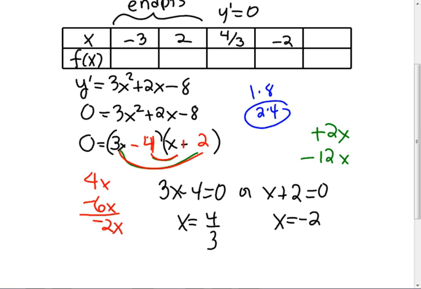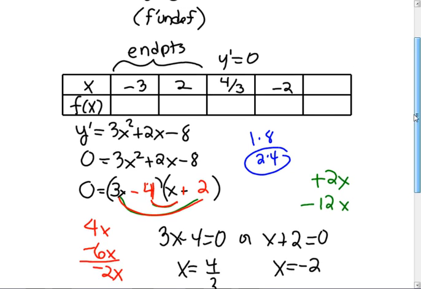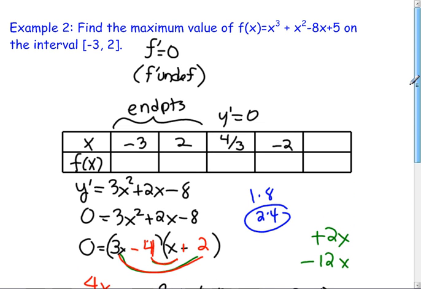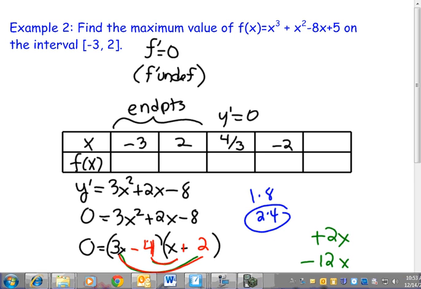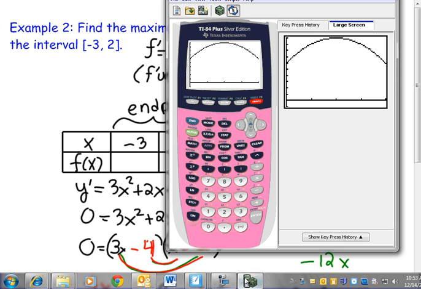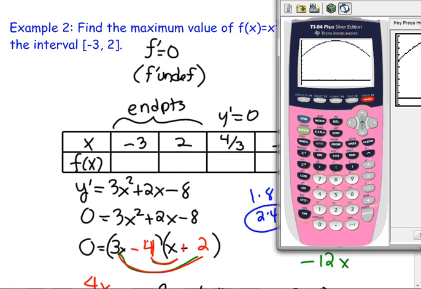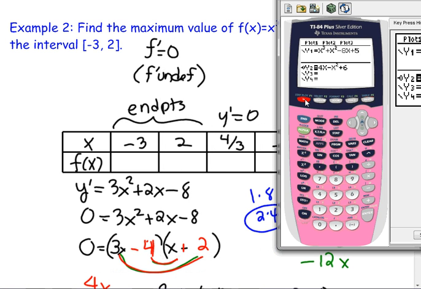And honestly, I'm lazy. I don't care if I look at the picture of it. I could. But I don't want to put that into the cubing. I don't want to do that, especially the 4/3, right? So guess what I'm going to do? I'm going to use my calculator because I'm lazy today. So in my calculator, in y equals, I have my function. I didn't want to type it in again. That's why I didn't want to do it.